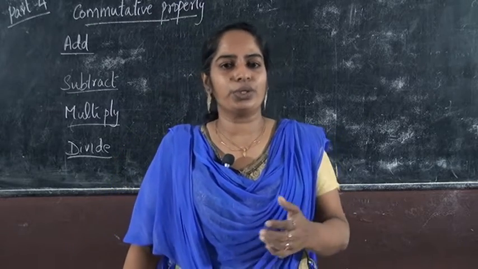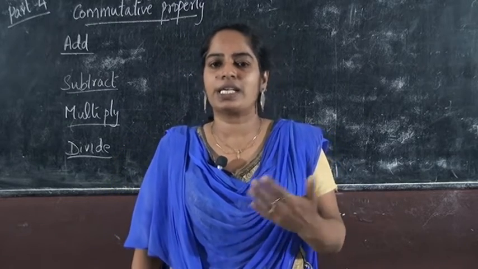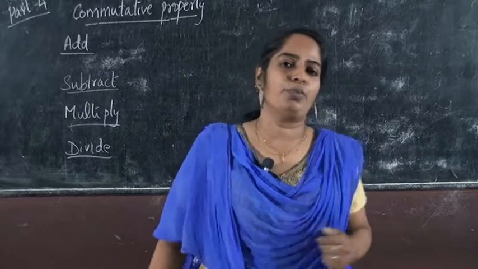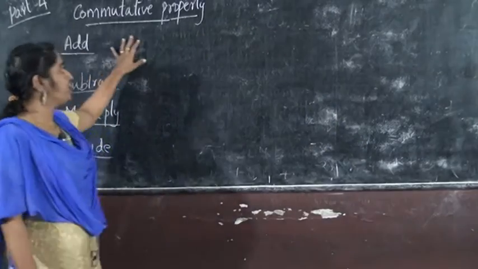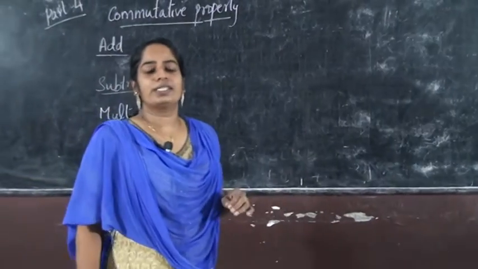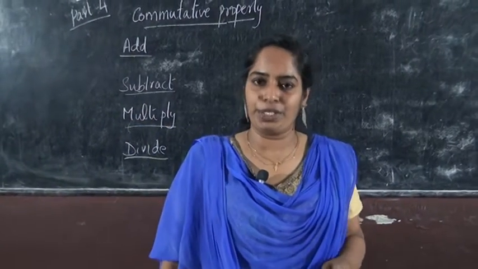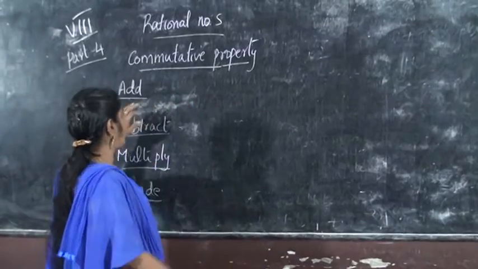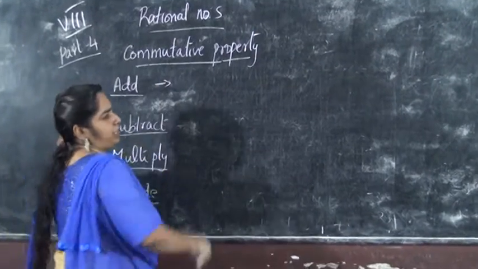So now we can go to another property. Last class we studied the closure property, isn't it? Now we go to the commutative property. You have studied this in lower classes, the commutative property for integers. So here, the commutative property for addition.